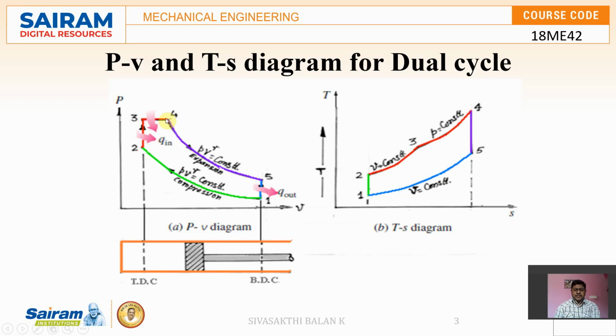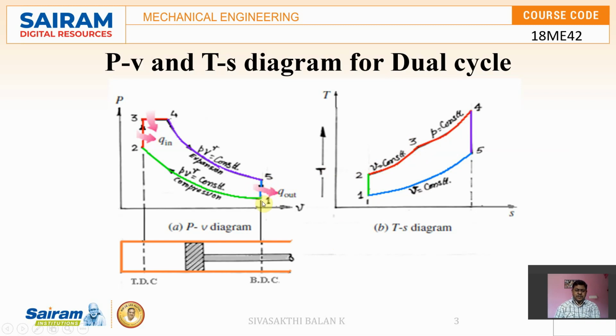And after heat addition, expansion takes place reversibly, and it is a reversible adiabatic expansion or isentropic expansion, and heat is rejected between the point 5 and 1, that is the process of constant volume heat rejection. And in the TS diagram, you can easily identify heat is added between two processes, which is represented between 2 and 3 as well as 3 and 4 in the red color.